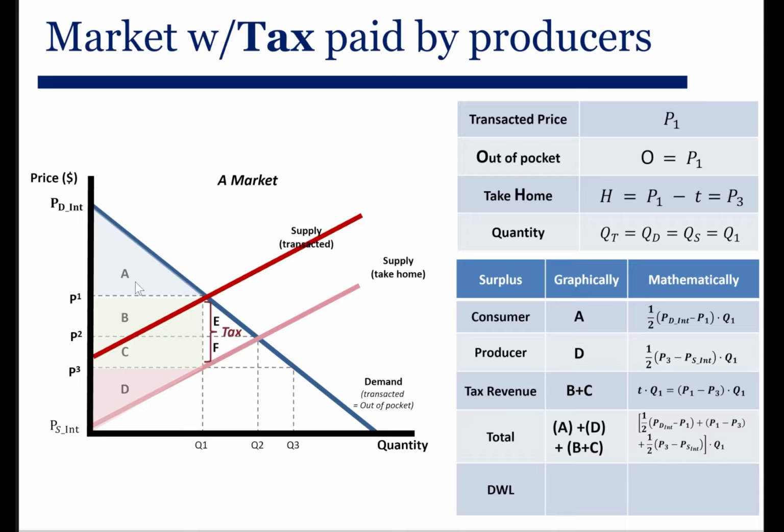Do we have a deadweight loss? Well, back in the day, we used to have E and F. That's our deadweight loss. Society is losing out on surplus because of the tax.